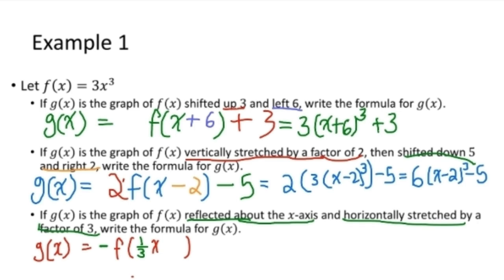Now that we've identified that g of x equals negative f of 1/3 x, we can plug 1/3 x into our function and remember that negative on the outside. So g of x equals negative 3 times the quantity 1/3 x cubed.